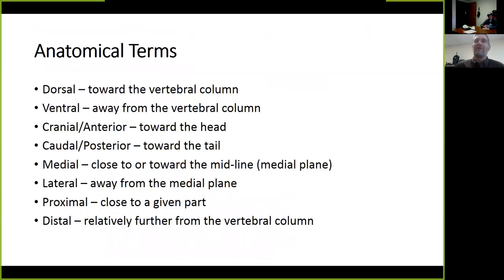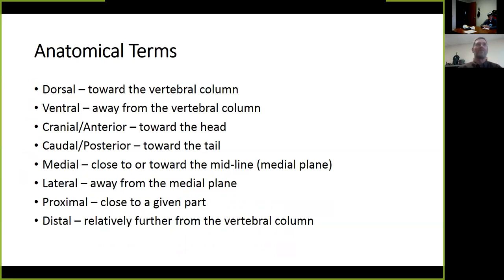Now here are some anatomical terms that I may use during this presentation. I'm not going to quiz you over these, but these are good terms to know. Dorsal is toward the vertebral column, and you have to consider that the animal is standing its normal way, standing up. So the vertebral column, or the top of the back, is dorsal, and opposite of that is ventral. And then cranial or anterior is towards the head, cranium is head, and caudal or posterior is towards the tail, the caudal vertebrae or the tail vertebrae.